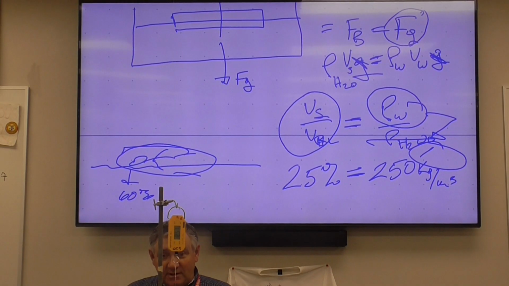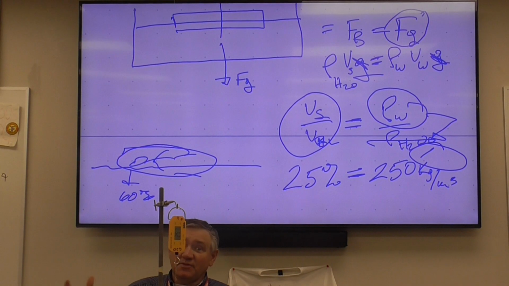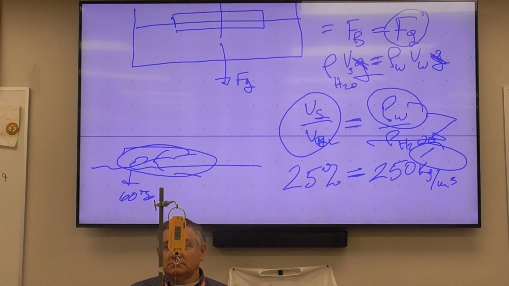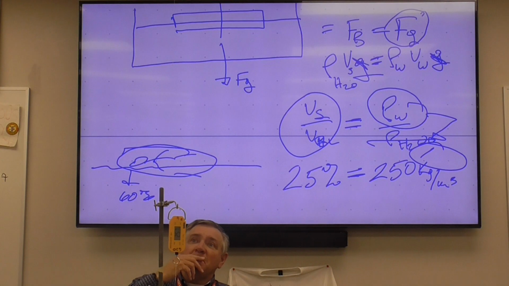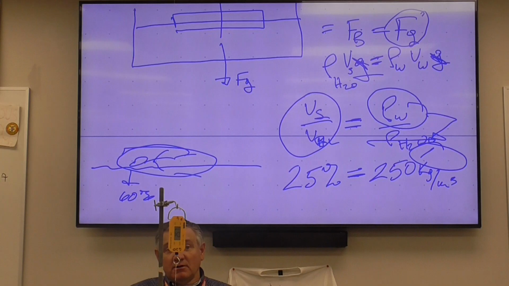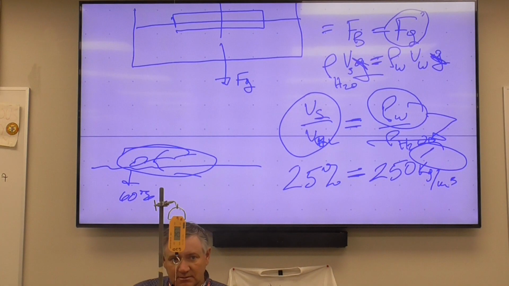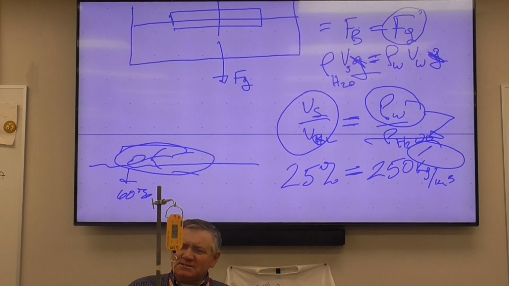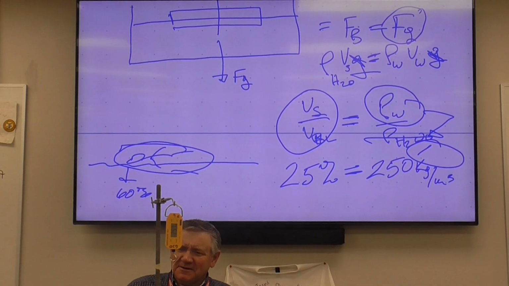But if we do that in water and we let go of Colin, what's going to happen? He's going to float. In both situations, the gravitational force acting down is the same, but the buoyant force is different.